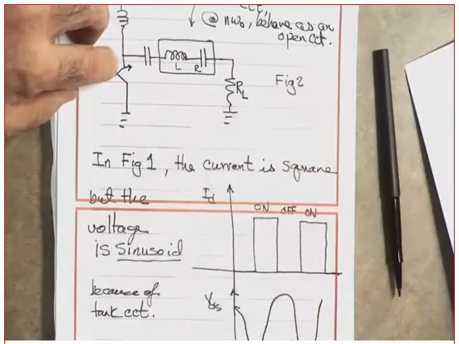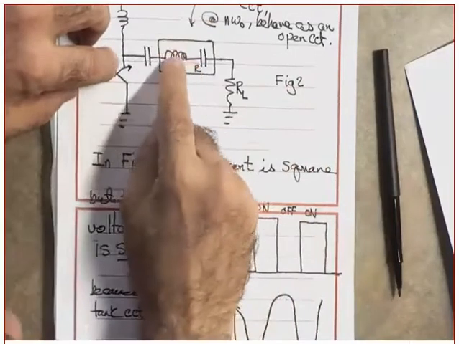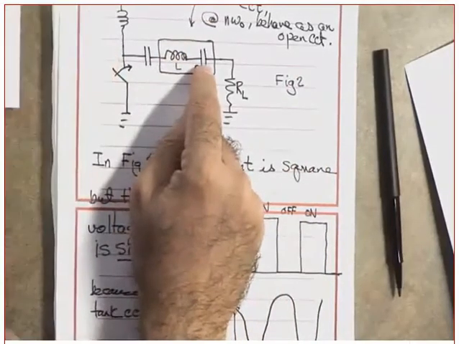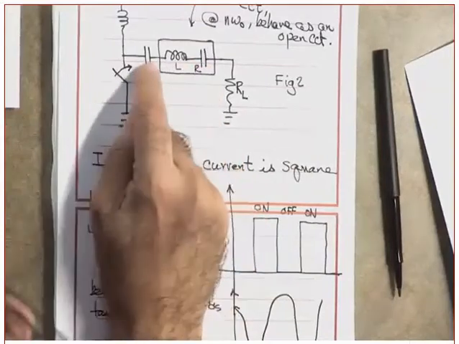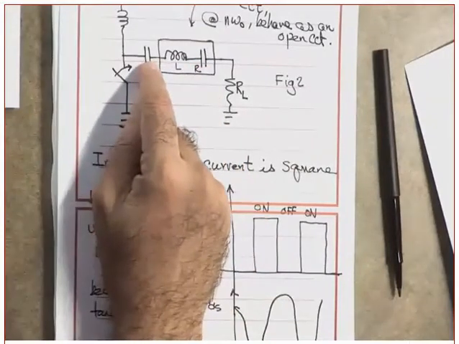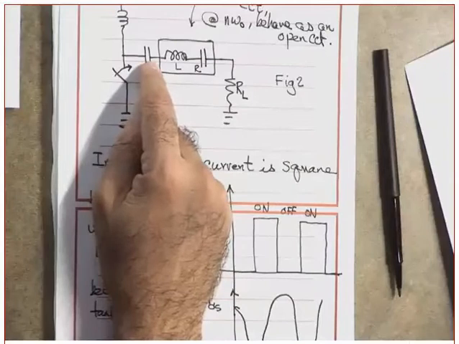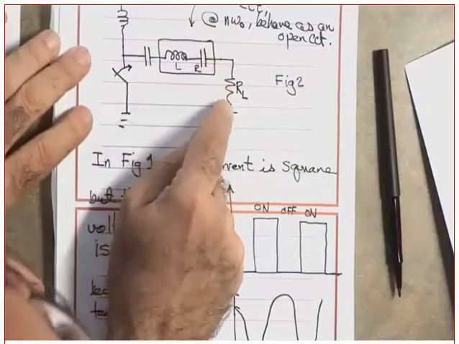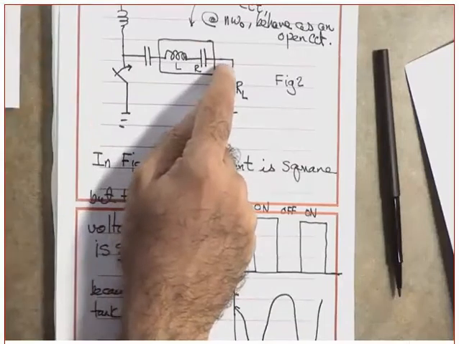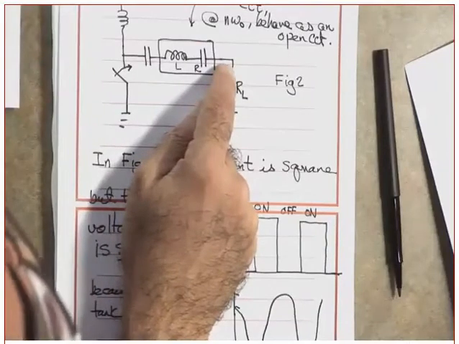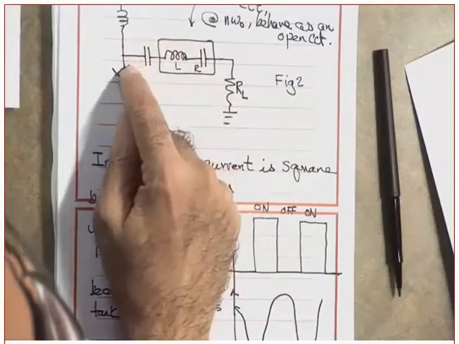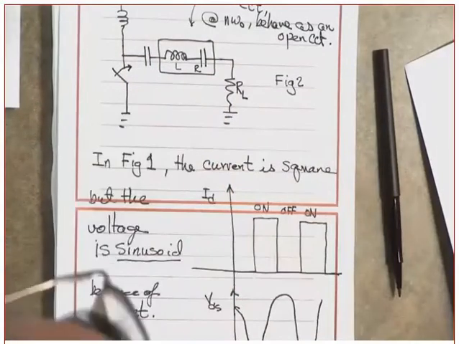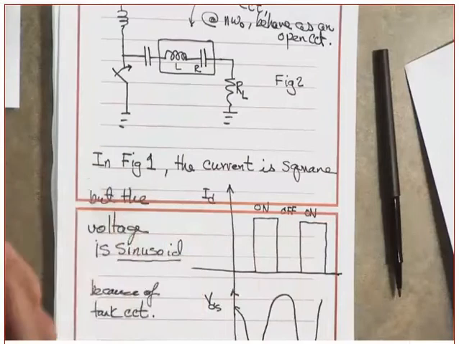The voltage is square. How about the current? Tell me, what is this one behaving as? At the fundamental, a short circuit. This one is just to block the DC. As far as the AC, it does not do anything. Did you get this or not? Which means what is the current through the load? Sinusoidal. It will be the same as the current through the switch, which means the current will be sinusoidal. Are you following me or not?